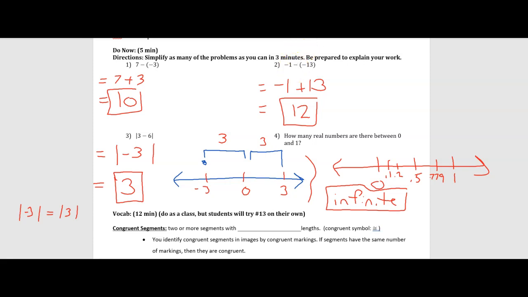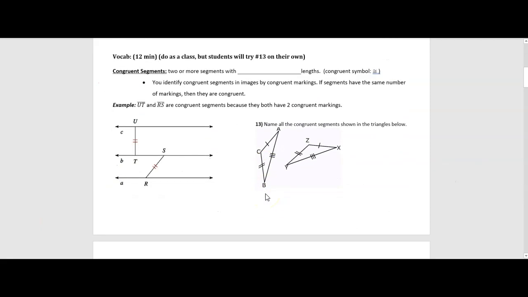Okay, let's jump into some new material for today. The first thing we're going to do is talk about what congruent segments are. We're going to talk about it now, and then we're going to hold on to it for problems later in the lesson because we're going to need to use this property in setting some problems up. So congruent segments are 2 or more segments with equal lengths.